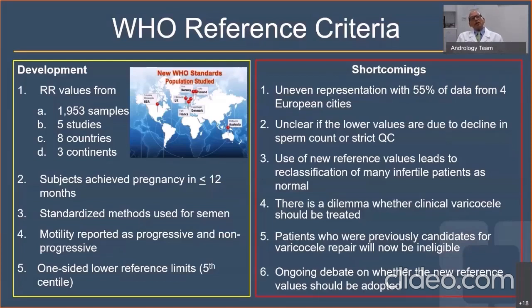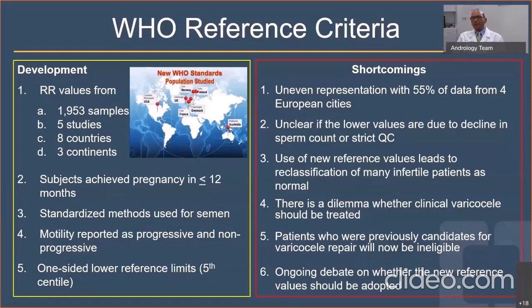Who will be the candidates who will require the surgical repair? Many of these patients who were falling in the abnormal category now will be ineligible because they will be considered as normal as per the semen parameters. And therefore, there is an ongoing debate on whether the new reference ranges should be adopted with caution and if we need to revisit the WHO 2010 reference ranges.